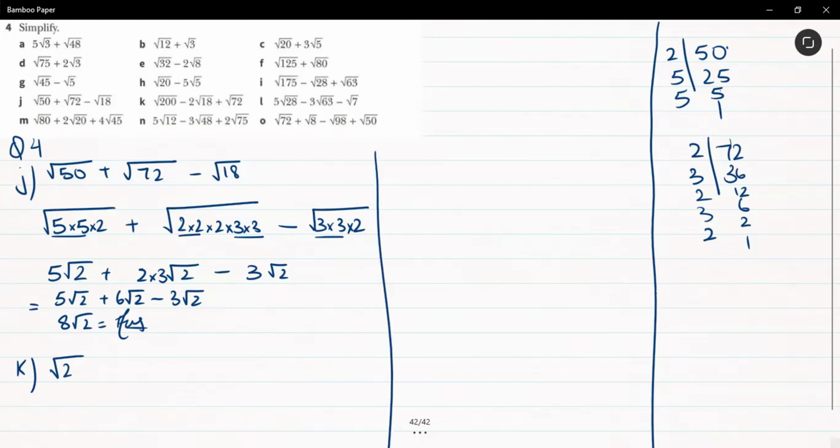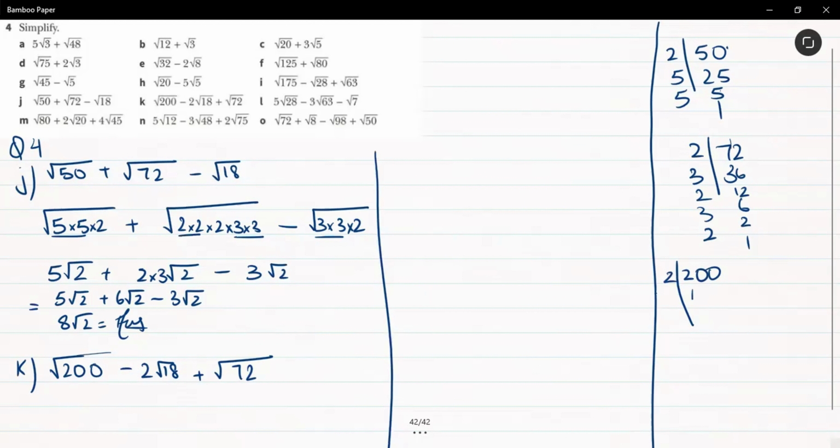So part K is basically √200 − 2√18 + √72. Okay, so we can utilize our answers, we've got them in the rough section. What is √200 equal to? Oh, I don't remember right now.